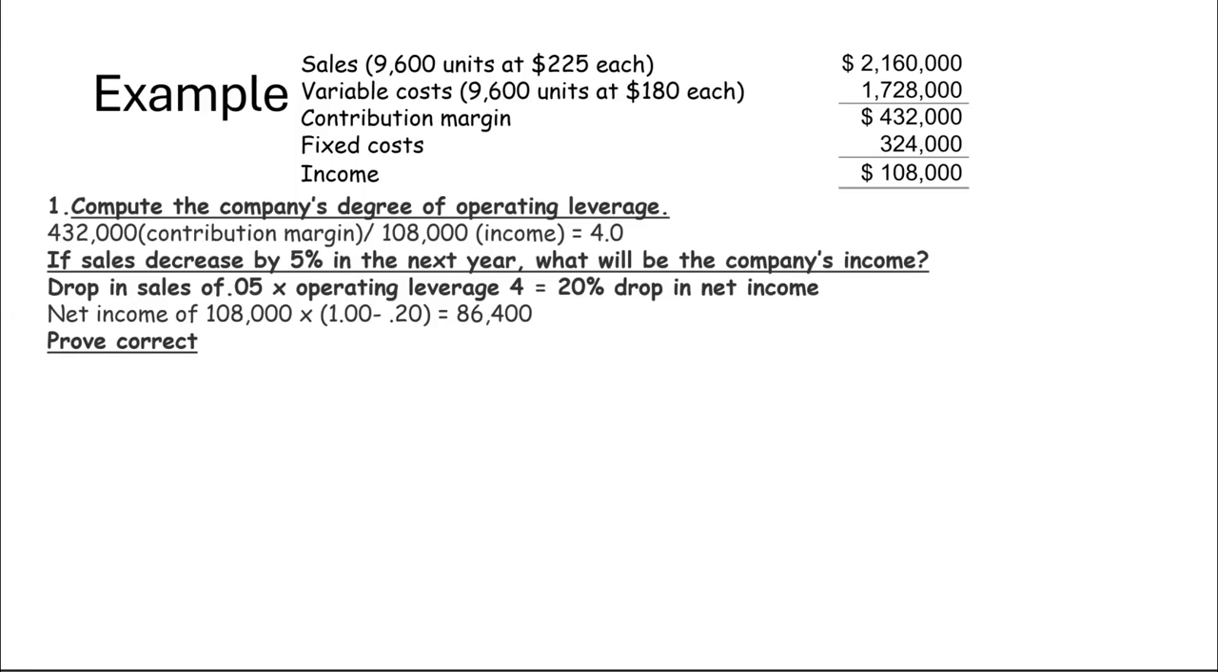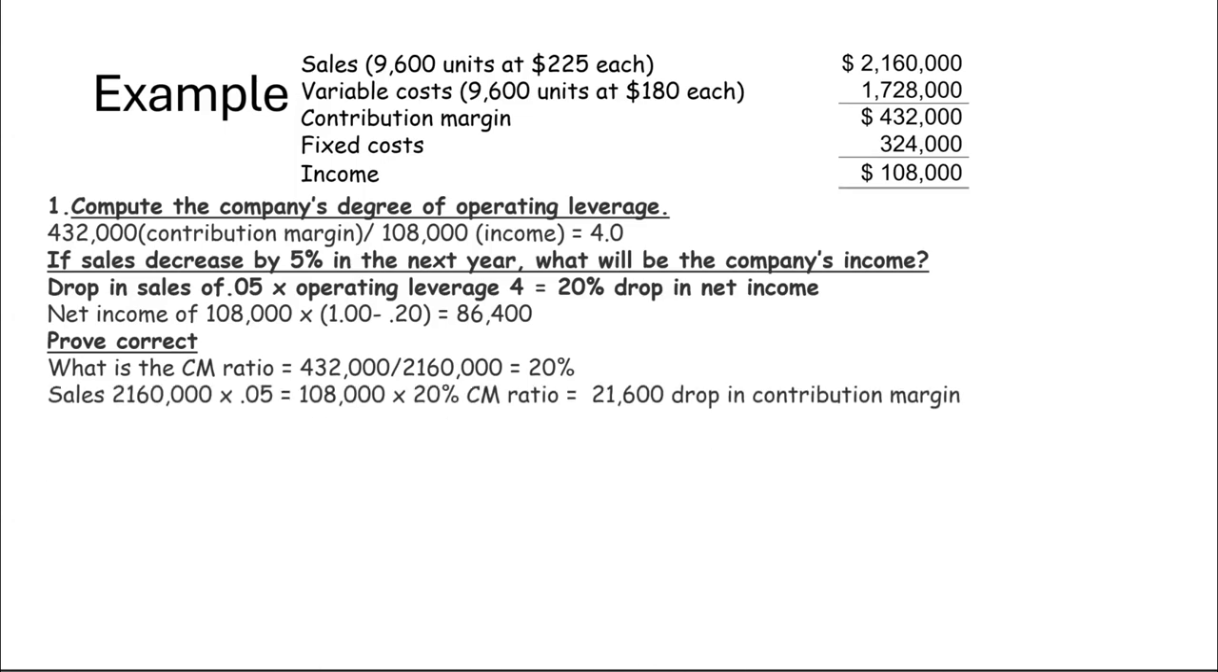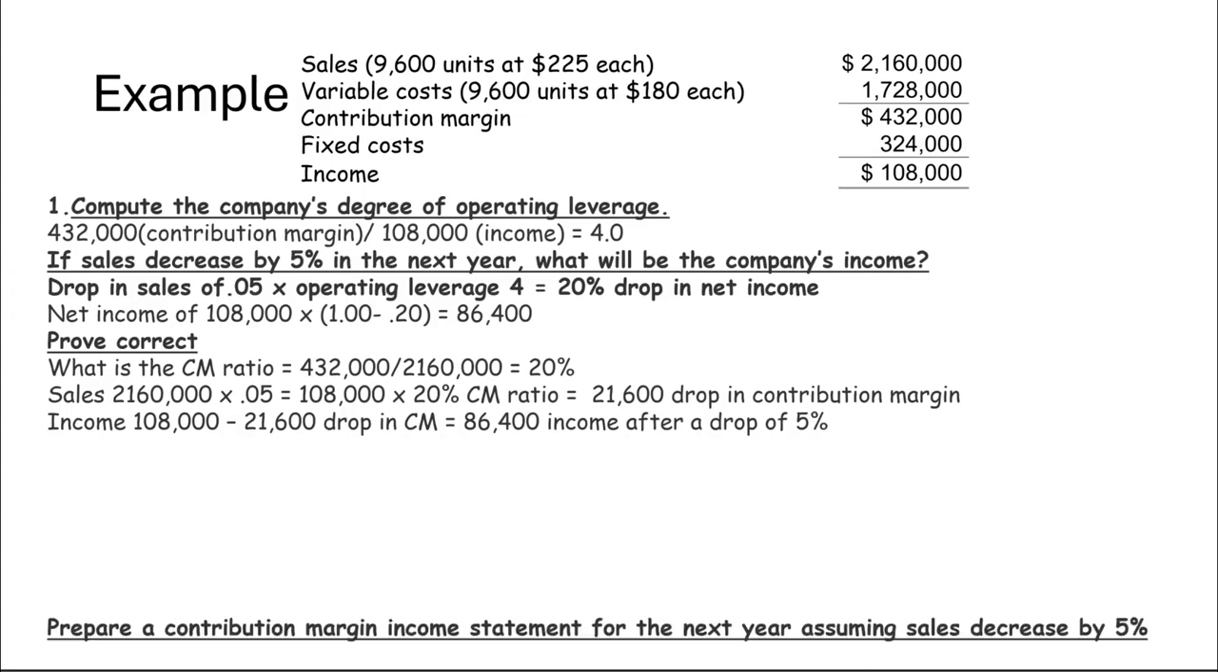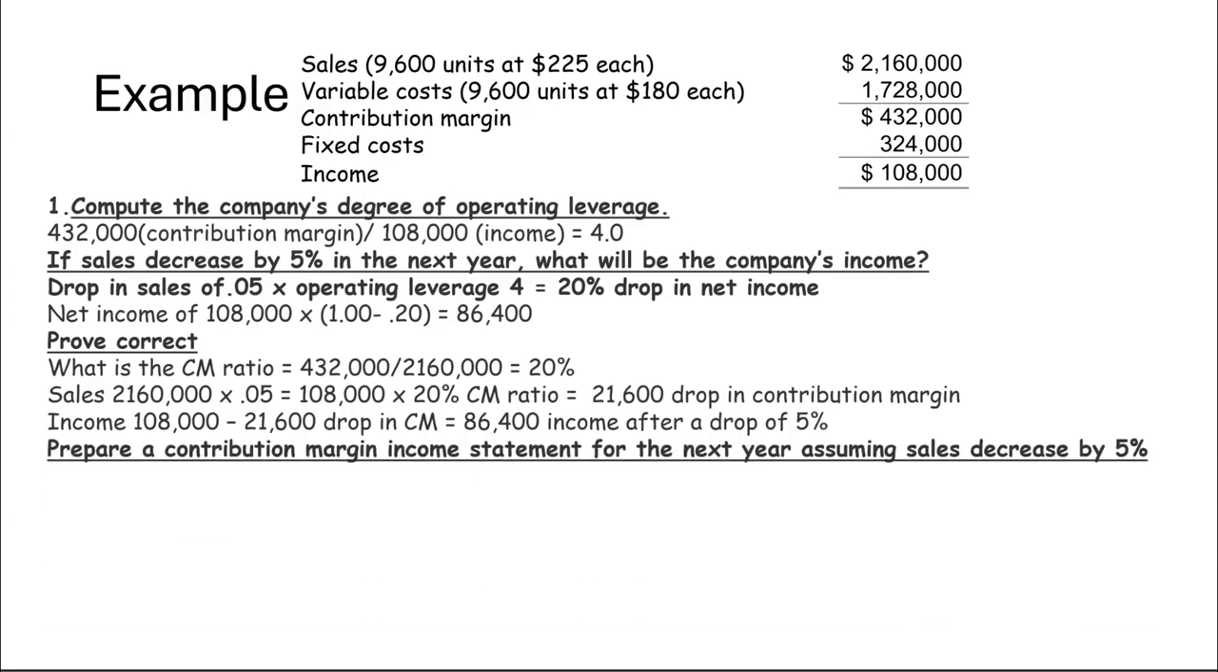Now let's prove that correct. First, we take our contribution margin, and we then look at the drop in our contribution margin based on that. And our income is going to go to $86,400 because it's a 5% drop. So let's look at our contribution margin statement. We know our fixed costs are going to stay the same. They don't change, but we know our income now is going to be $86,400.